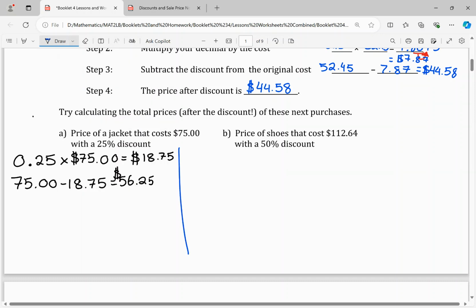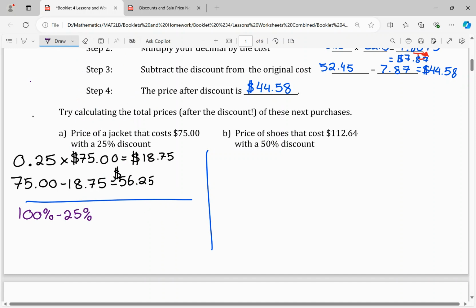As I said earlier, I'm going to solve this exact problem, but in a different way. You can choose either way, it's up to you, but here's another way you could find out that you have $56.25 as your final price. I'm going to do this one in purple. My first step instead is going to be 100% minus 25%.